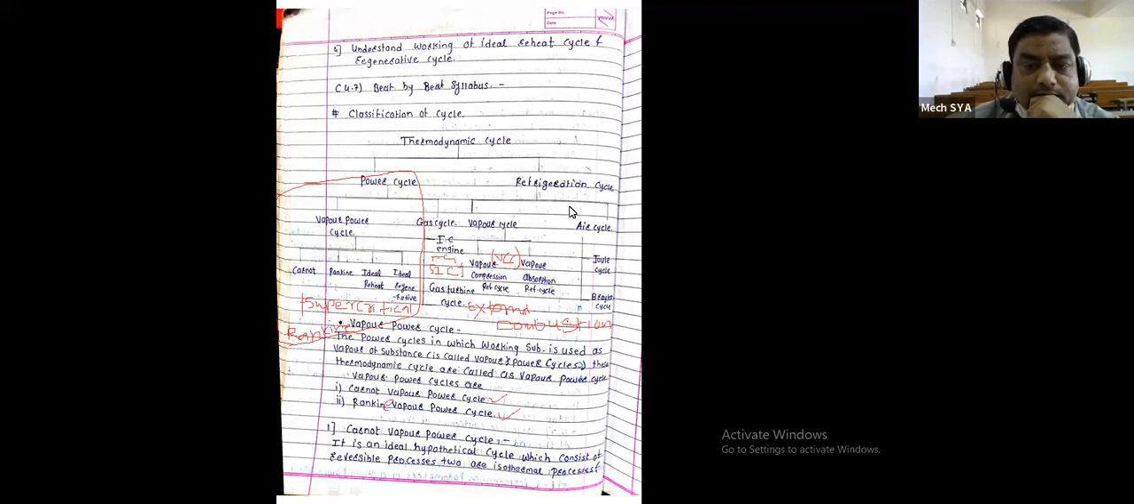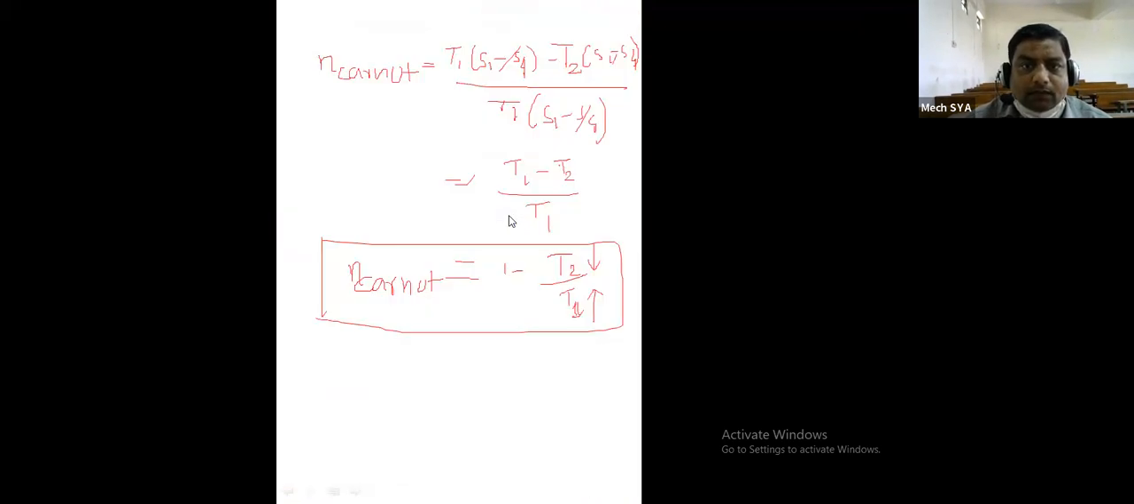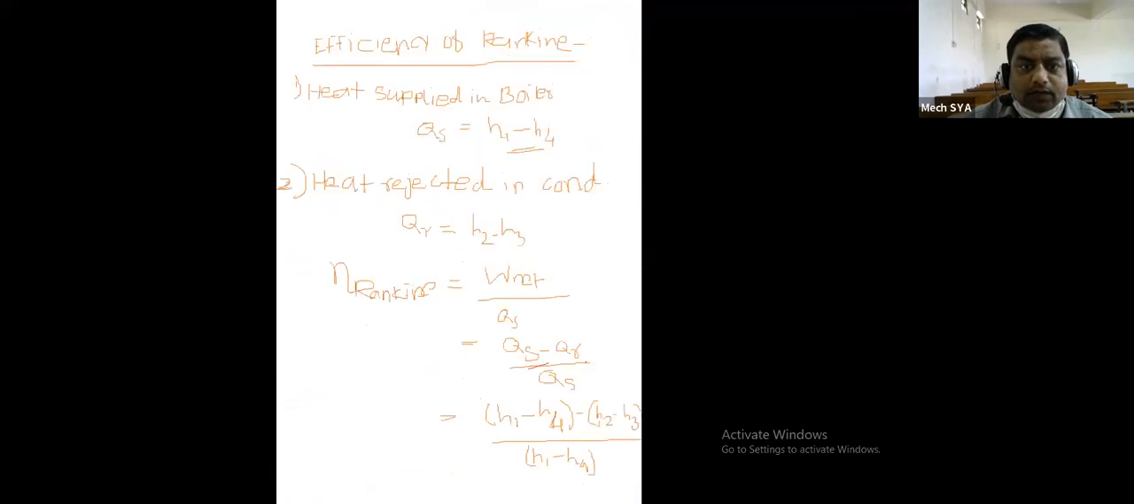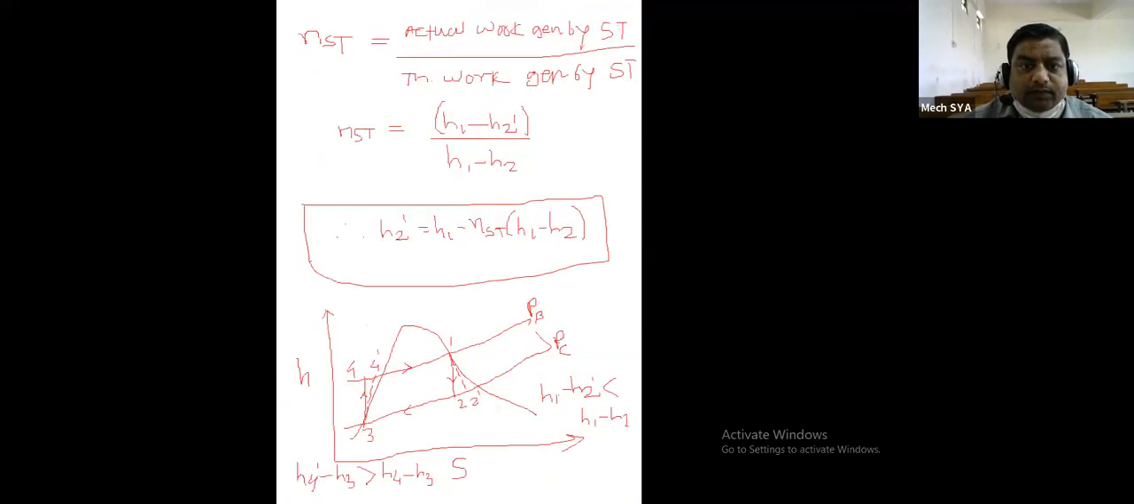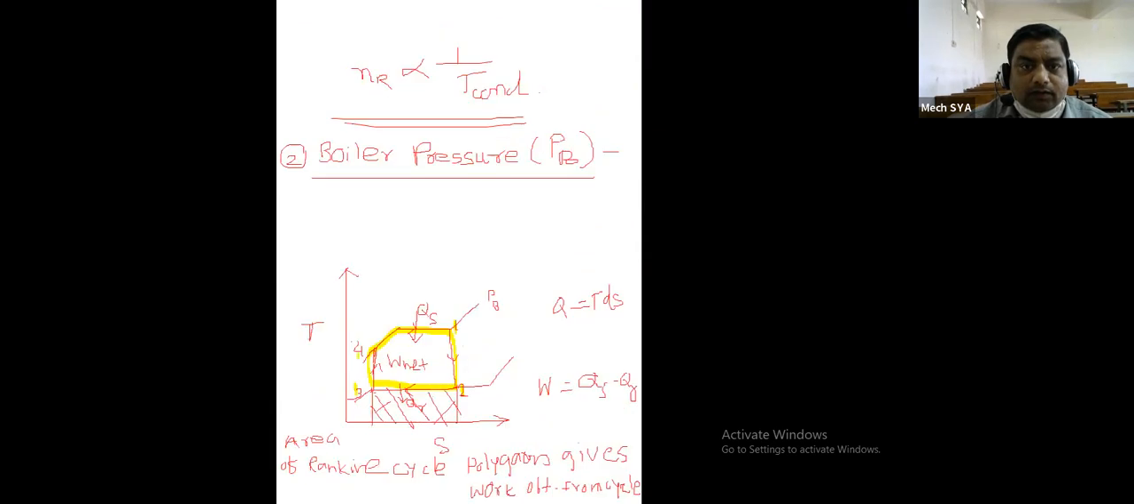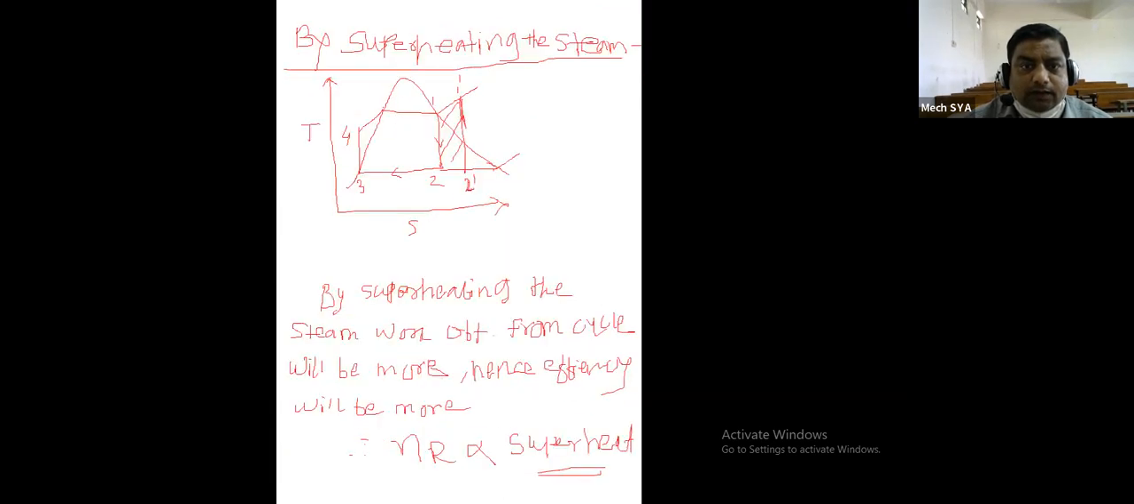Good afternoon to all. Last lecture, I think we started the numerical on the vapor power cycle. One numerical we have taken, and I think 50% of that numerical we have completed. Is it correct?